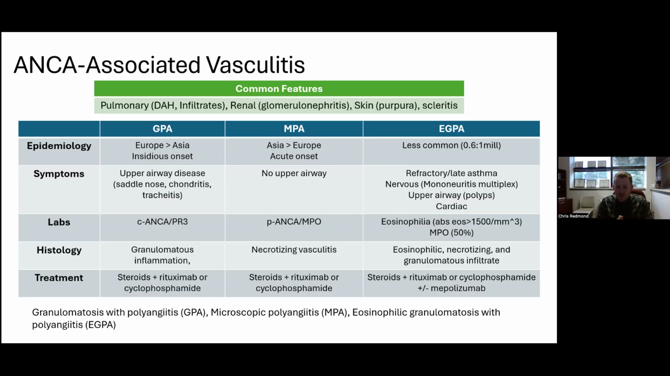If it has an E in the name, there'll be eosinophils. If it has neither, it will just be a necrotizing vasculitis typically, and that's how I think about it. So GPA, granulomatous inflammation; EGPA, eosinophils and granulomatous inflammation. MPA, you have no E or G in the name. It's just a necrotizing vasculitis. Steroids and rituximab are kind of across the board, and then consider mepolizumab as well.